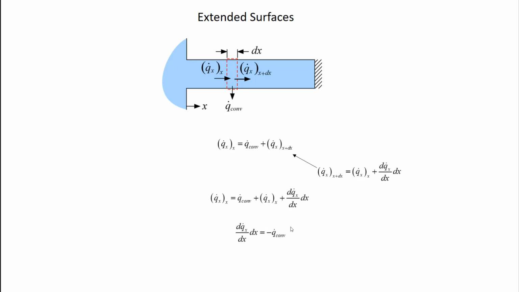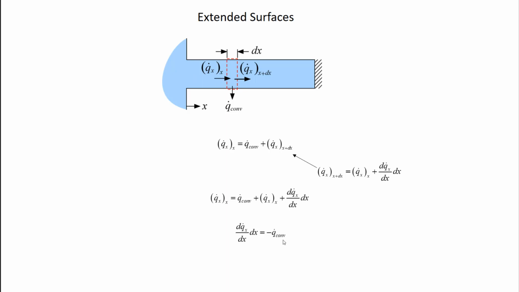And again, it's probably a good idea to step back and think about it. What is this equation saying? It's saying that the rate of conduction in the x direction is changing, right? dq dot x dx is not equal to 0. It's changing. So the conduction heat transfer rate is changing as I move in the x direction. That makes sense to me, right? I mean, it should change because I'm losing energy off the edge of the fin.